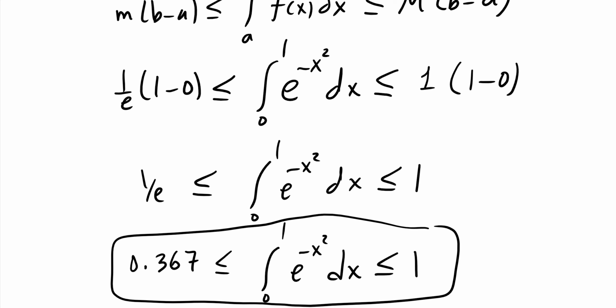I was able to find where the value falls. So the value of that integral is going to go between 0.367 and 1. That's a really good bound on the integral, provided we are only working from 0 to 1. If you work from, say, 0 to 2, the value will be different, or the bounds will be different.